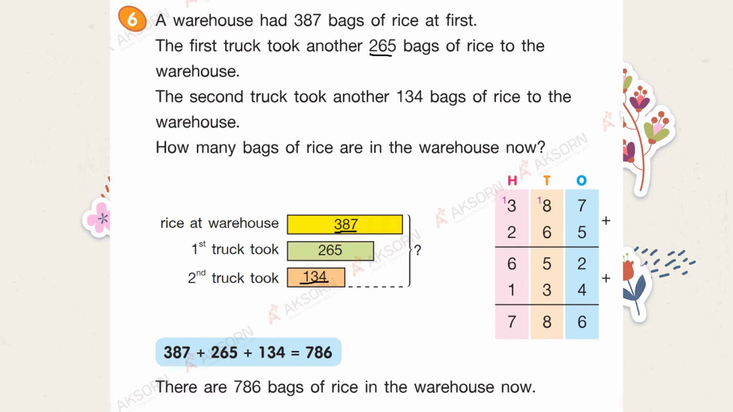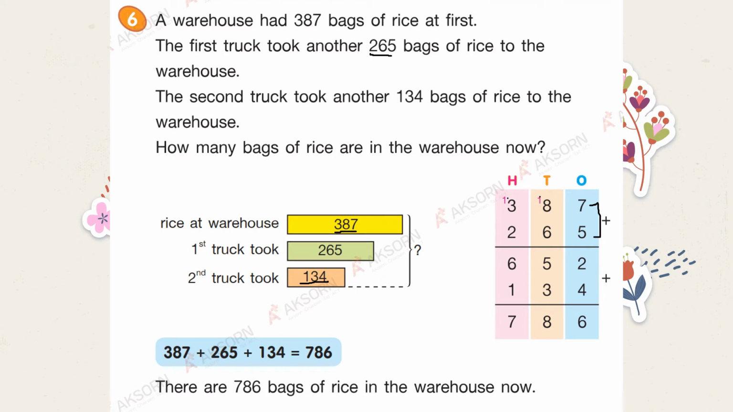First we can add the first 2 numbers, which is 387 plus 265. So 7 plus 5 is equal to 12. We put 1 here. So 8 plus 6 plus 1 is equal to 15, and then put 100. 3 plus 2 is equal to 5, plus 1 is equal to 6. So we have 652.